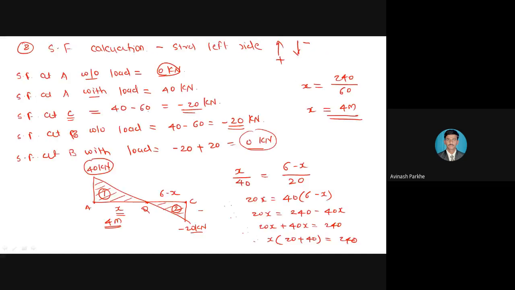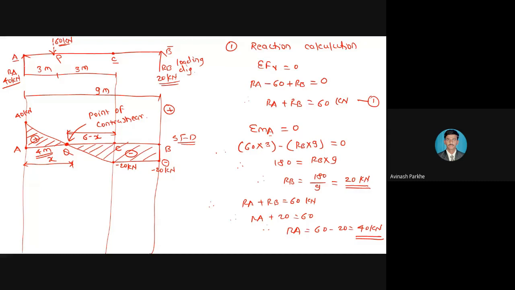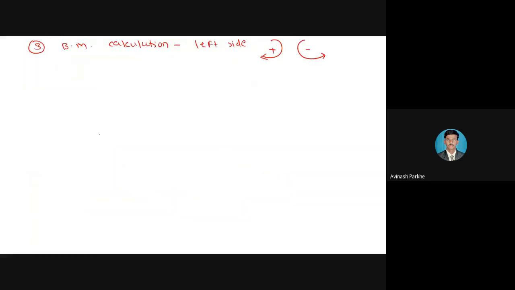So third point, BM calculation. If we start from the left side, if your moment is clockwise, take it as positive. If your moment is anti-clockwise, take it as negative. Start from the first point. Bending moment at point A. What will be the value? Please tell me. Bending moment at A.